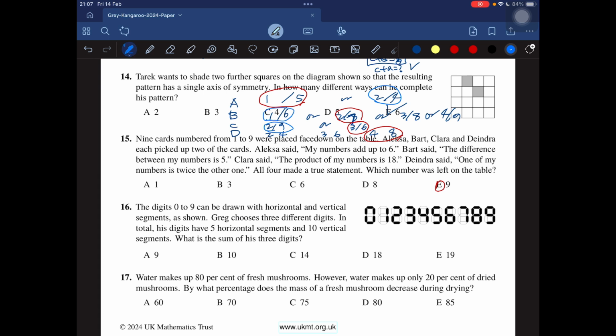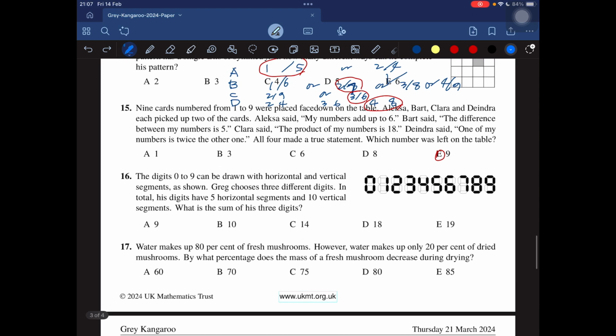So 2 and 9. No, we cannot make 2 or 9. Or 2 and 7. No, I cannot make 2 and 7. 3 and 8. Then 2 and 9. No more. So yeah, whatever you find, then you will find the exception, the problem.